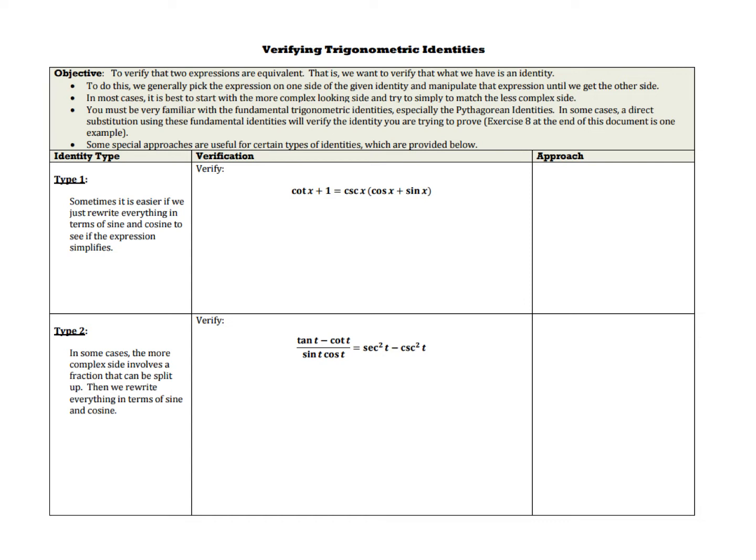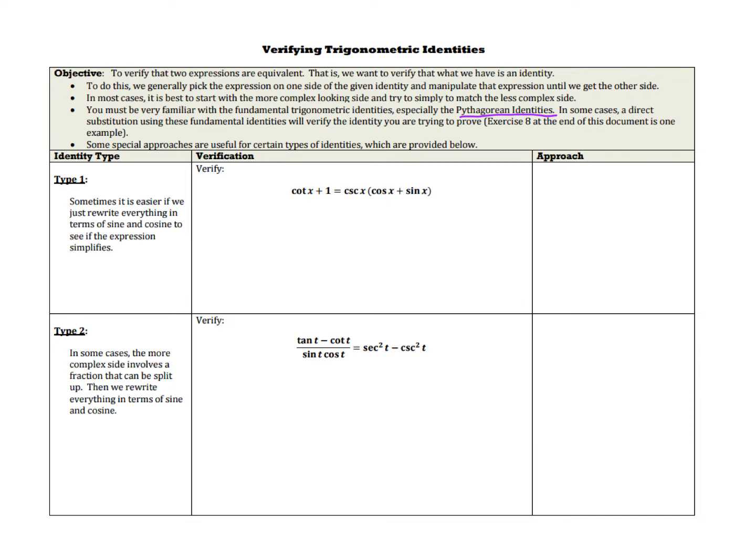In most cases, it's best to start with the more complicated side and try to match it to the less complicated side. You must be very familiar with your fundamental trig identities, so make sure you have the trig identity sheet you were given out when you are looking at this, unless you feel comfortable with those memorized, especially those Pythagorean identities. In some cases, a direct substitution will help verify.